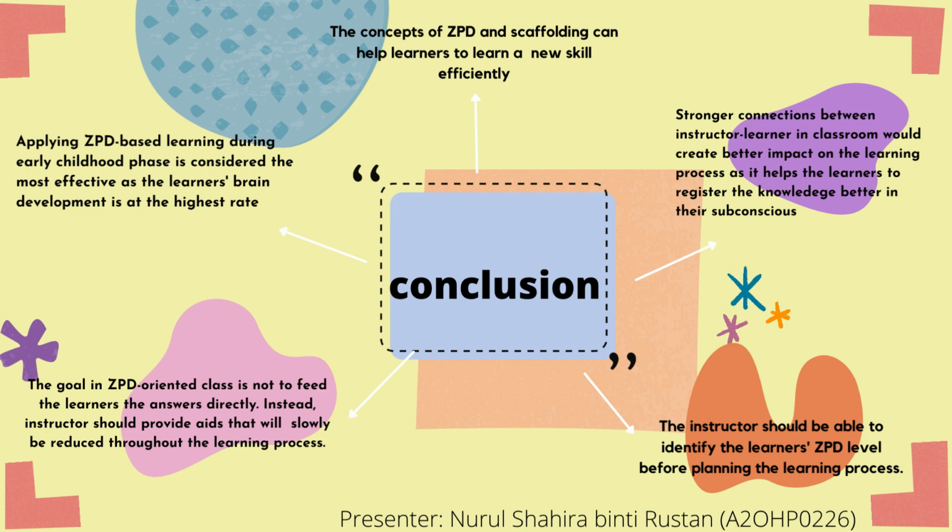Teachers and instructors should be aware that the goal in a ZPD-oriented class is not to feed the learners the answers directly, but instead to provide aids that will slowly be reduced throughout the learning process. It is important that the instructor be able to identify the learner's ZPD level before planning the learning process to avoid mismanagement issues. Last but not least, the lesson plan should also focus on building a stronger connection between instructor and learner in the classroom, as it would better impact the learning process.